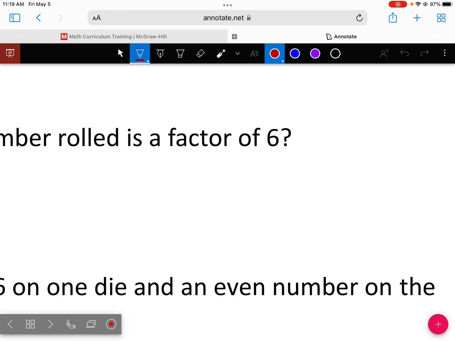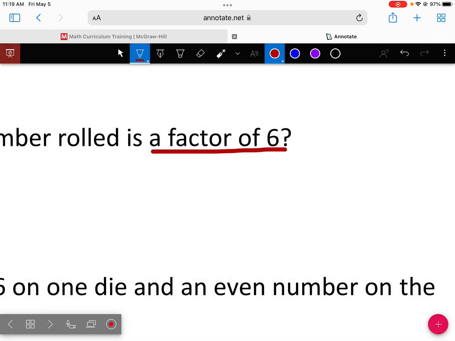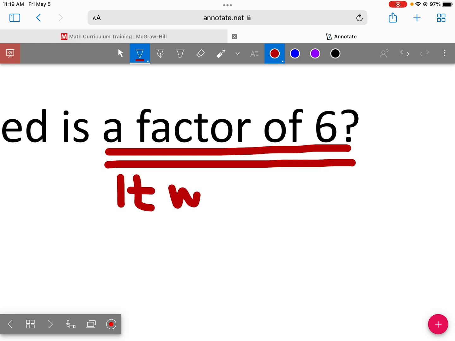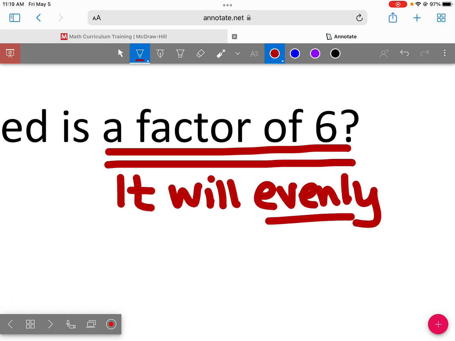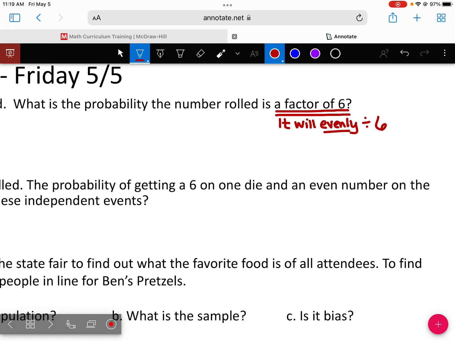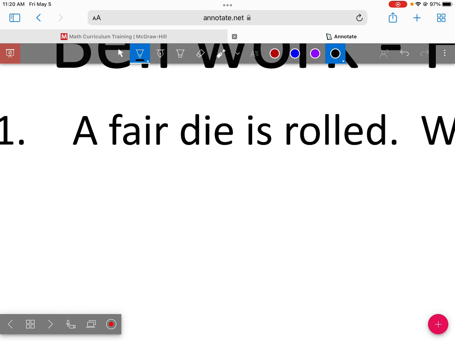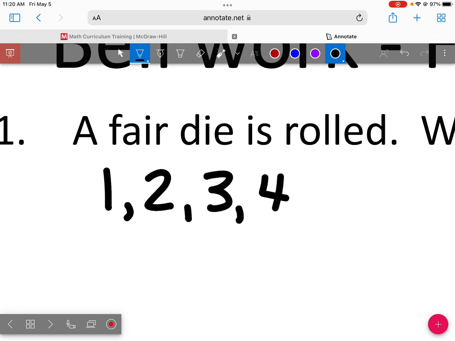All right, number 1. When it says a factor of 6, that means it will evenly divide 6. So what are the numbers on a die? 1, 2, 3, 4, 5, 6.